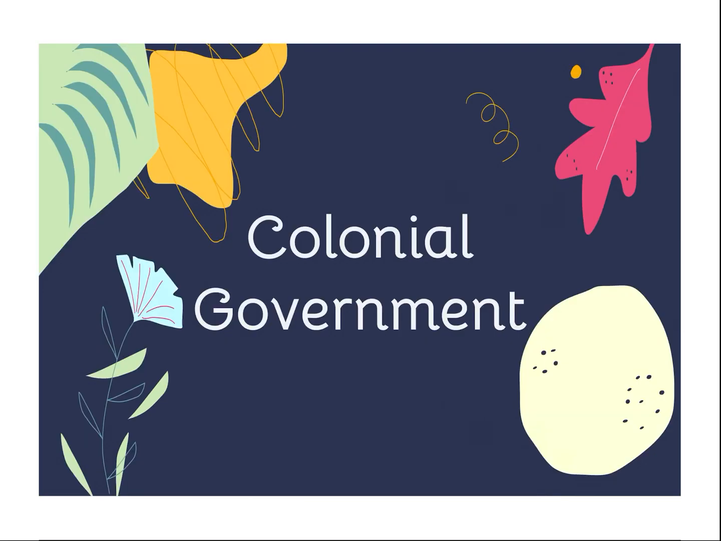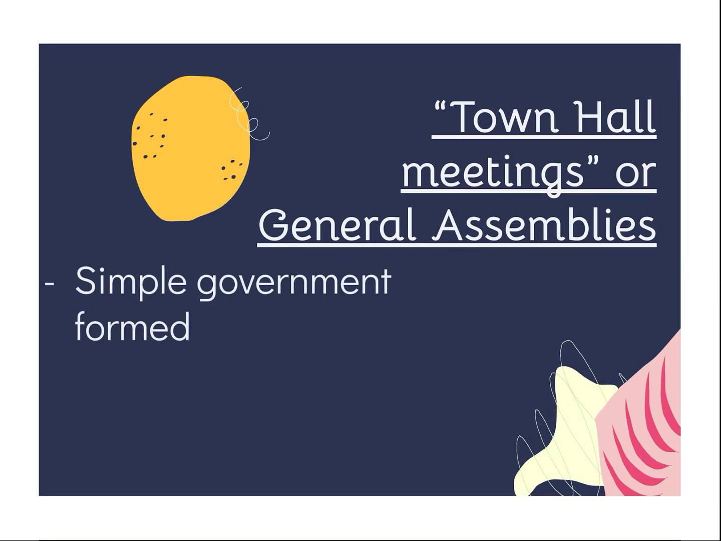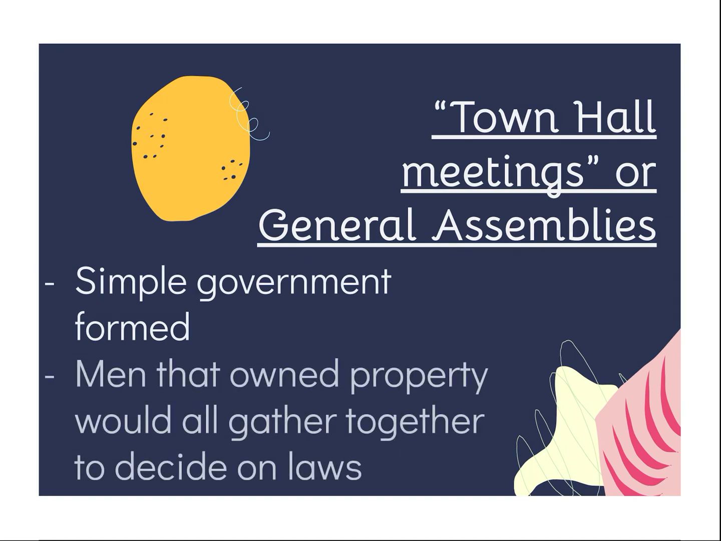So, some different forms of colonial government. You had town hall meetings, also known as general assemblies. These are going to be the first forms of real government because they're very, very simple to form. Basically, men that lived in a town or an area that owned property would all get together in a church or in a building, and they would decide on laws.